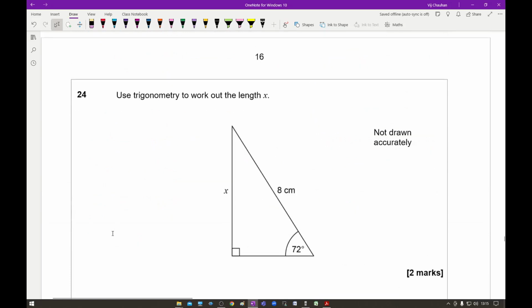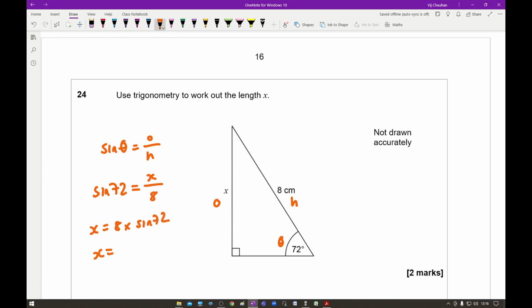Moving on to question 24, it says use trigonometry to work out the length of x. So for this, the first thing you want to do is label the information we've given. So we've got theta, we've got the hypotenuse, and I've got the opposite. Knowing we've got O and H, and we've got theta, the trig ratio I need to use is sine, which is O over H. Substituting the numbers in, I get sine 72 equals x over 8. So x is going to equal 8 times sine 72.